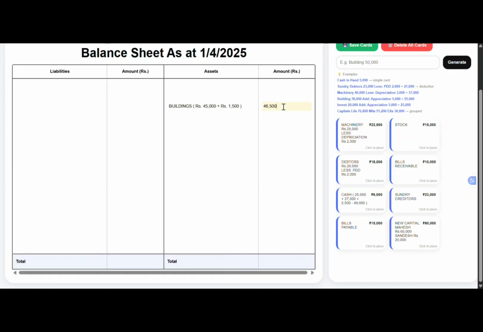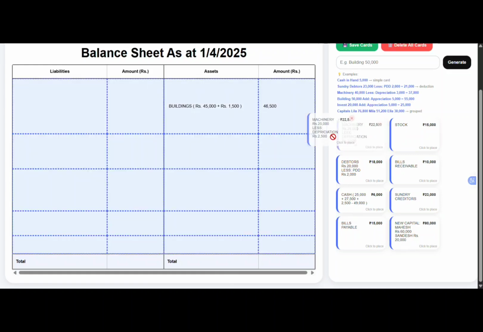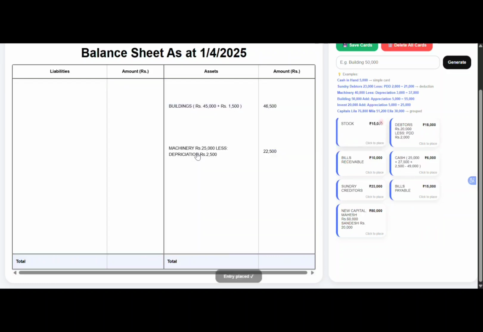So machinery, again there is an adjustment. So we are going to show the adjustment here. Machinery is rupees 25,000 and as per the adjustment there is a depreciation. So we are going to deduct the depreciation 2,500. So the balance amount will be 22,500. That is the decreased value of machinery.